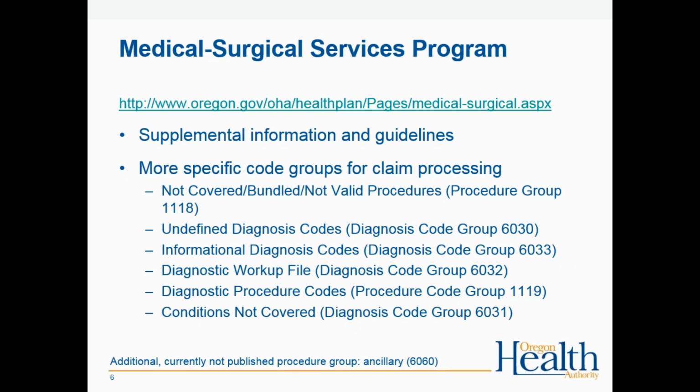So again, if you have a code that you're not finding on the prioritized list, where you're looking and trying to find that pairing to see if something is going to pay, and you don't find that code on the list, then you would want to refer to these code groups and find out how that code works with our claim processing. And also there's an additional procedure group that's not yet published, and that's the ancillary procedure code group.